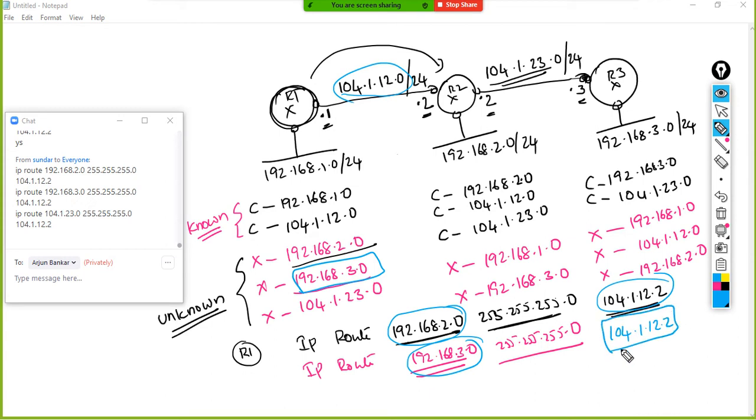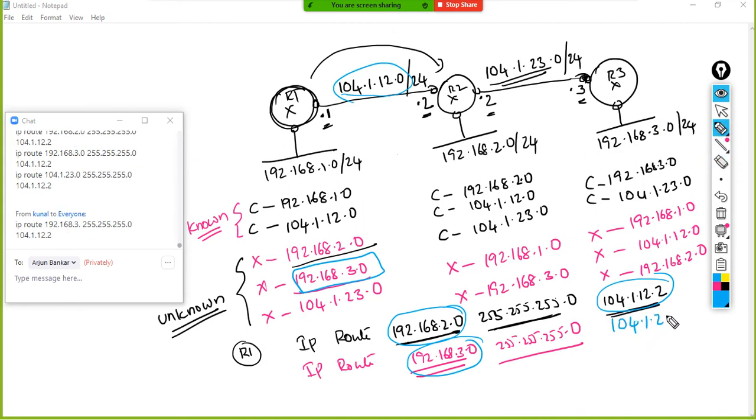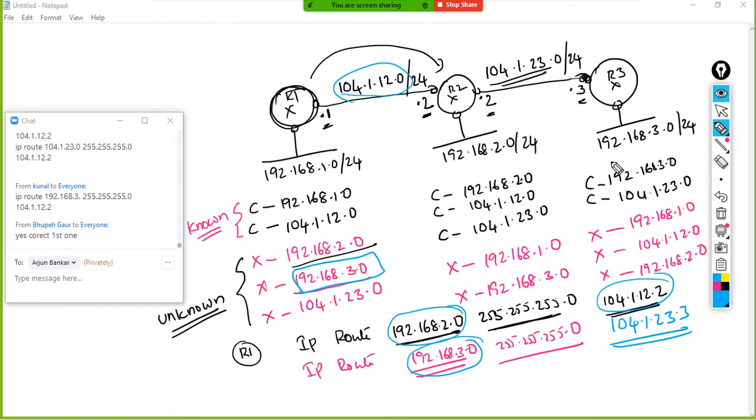Can we do it like that? Or do we need to give the next hop IP address as 104.1.23.3? What do you think? Which is correct, guys? Can anyone explain to me? Yeah, because router 3 has 192.168.3.0. Right, guys? It's connected there. But whenever I am writing a route, can you please type for me? What are your comments, guys? Everybody.